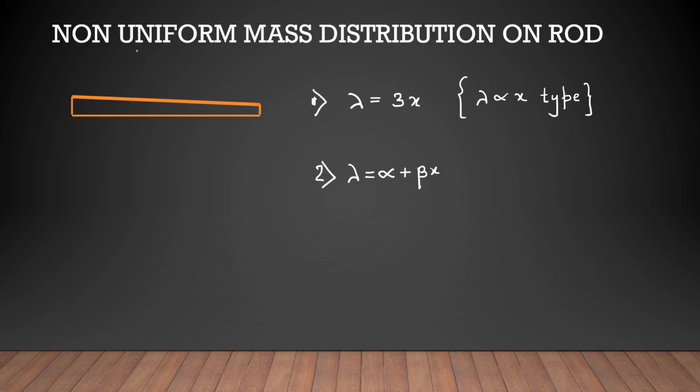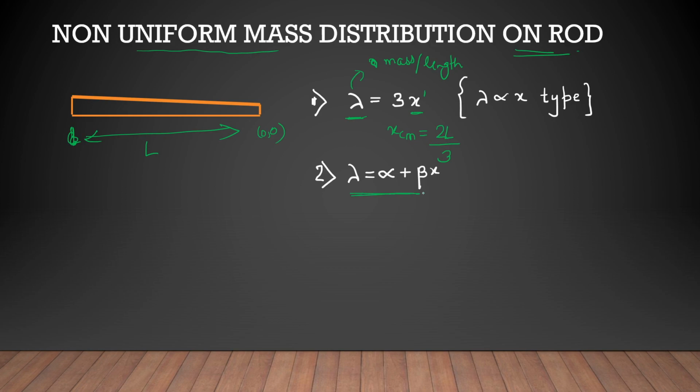The second is for non-uniform mass distribution present on the rod. There are two types of questions seen over here. First is where lambda is standing for mass per unit length. When this varies directly with x to the power 1, there is no other term over here, then the direct formula used for finding xcm will be 2l by 3, provided that l is taken from the point which we consider as 0, 0 till the end point. That is the l. So this is entirely the l.